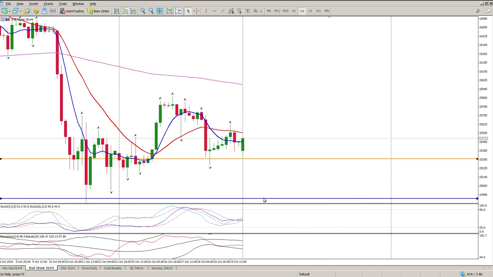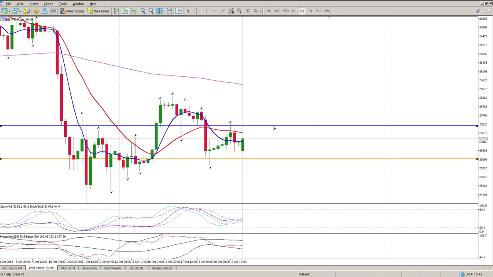So just bring this level up. That 4-hour fractal there, which is 25,626, is a level to watch. If we get a 4-hour close above that, that gives me a new high, and that gives me confidence that we have a potential move to the upside.